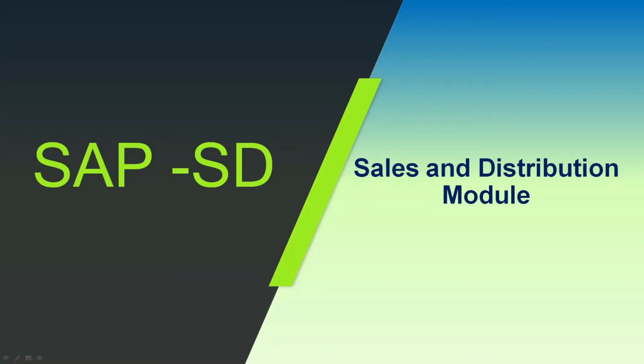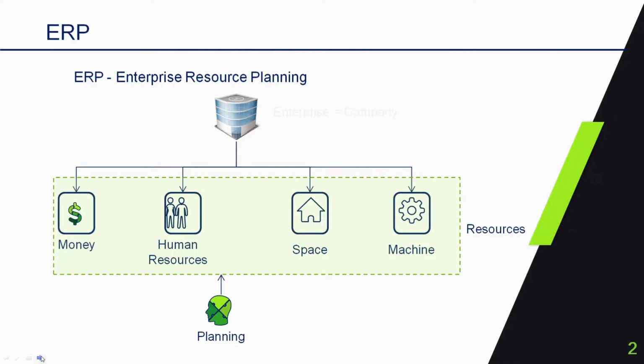In this video series, we will be learning how to implement and configure the SAP SD module. SD stands for Sales and Distribution, and it is one of the important modules in SAP ERP. Here ERP stands for Enterprise Resource Planning. Enterprise is another word for business or company.